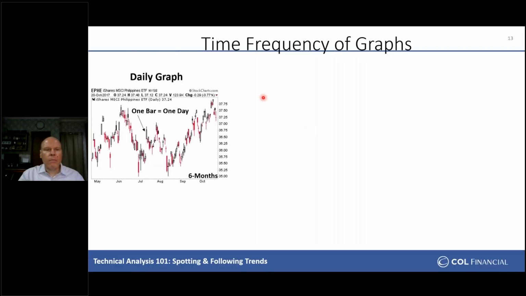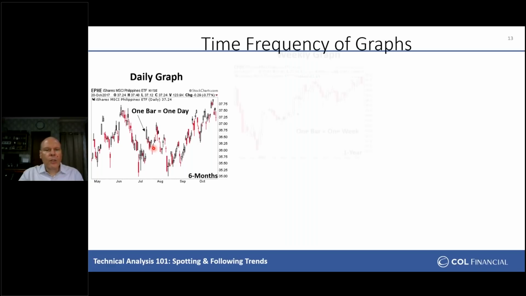Now let's talk about the time frequency of graphs. When you're drawing a graph, there are several ways of looking at prices. If you're just starting off, you'll probably encounter the typical daily graph. In the daily graph, each bar that you see here represents one day of trading activity. So one bar, one day. And normally, if you're trading in the short term, you probably want to look at the daily graph to be able to use this to your advantage.